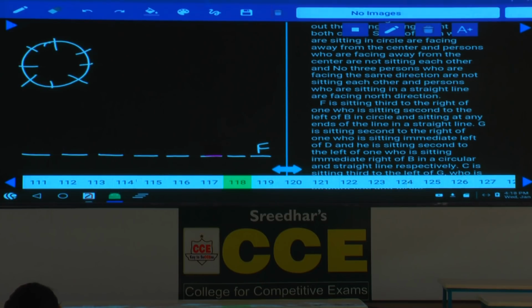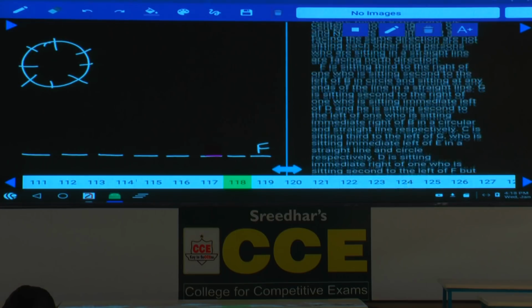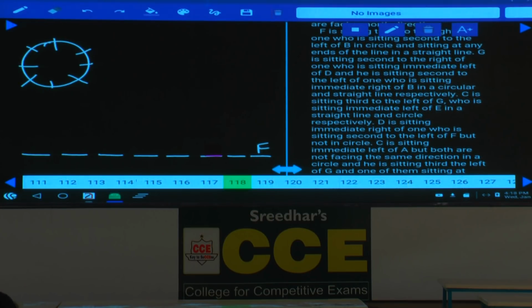Now here, what is the information here? Respectively is given. Respectively means these 2 persons, in the same order. What is the order he is talking about here? Now, the order in which this person is discussing here.